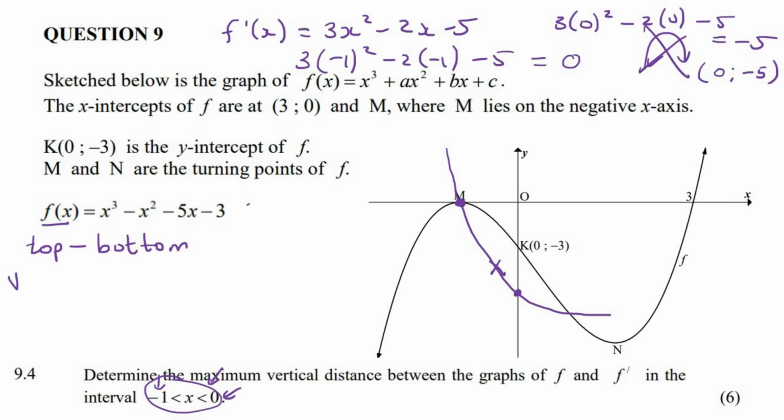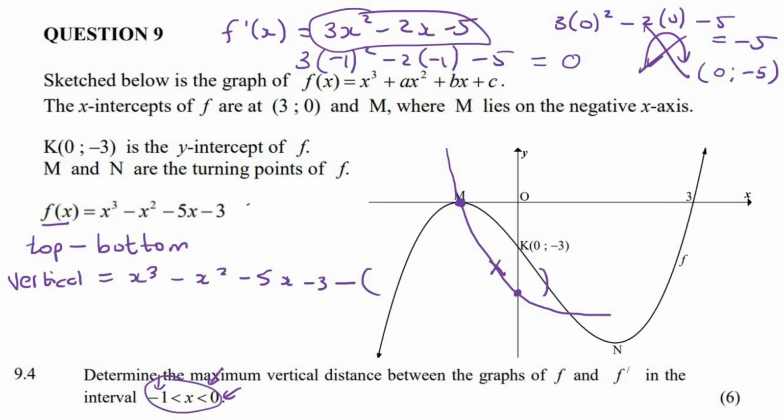So the vertical distance is going to be equal to the top equation, which is x cubed, take away x squared, take away 5x, take away 3, minus, in brackets, the bottom equation, which is 3x squared, take away 2x, take away 5. We're now going to simplify this as much as possible. So I'm going to get rid of these brackets, and now I'm going to put all the like terms together.